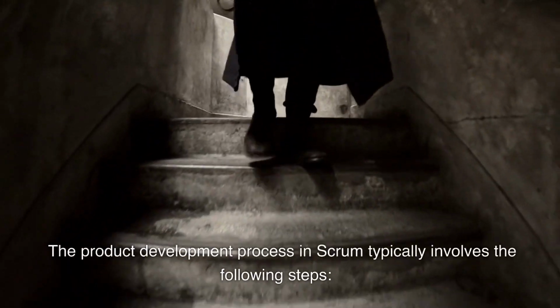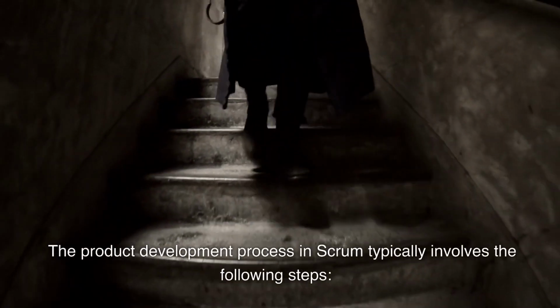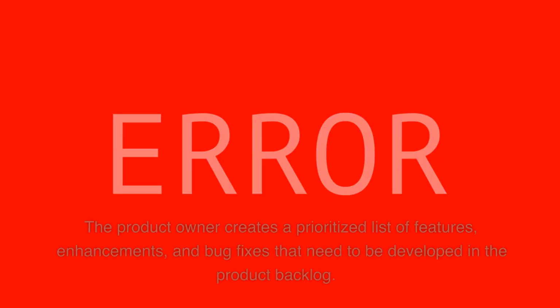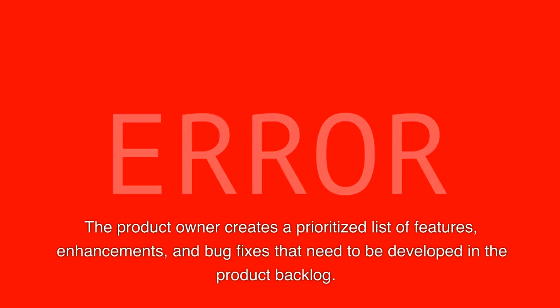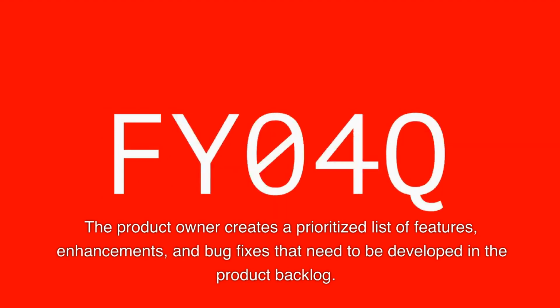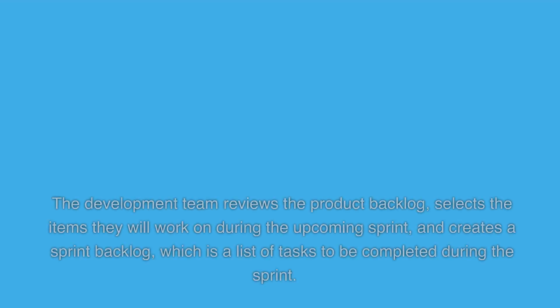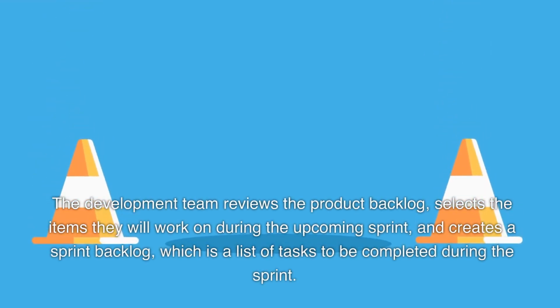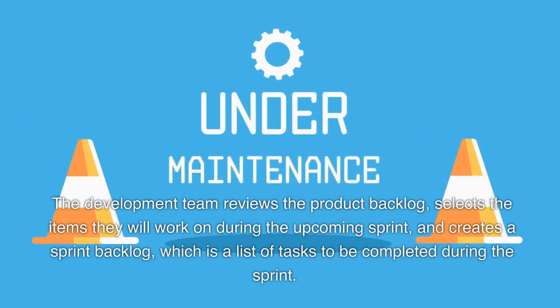The product development process in Scrum typically involves the following steps. The product owner creates a prioritized list of features, enhancements, and bug fixes that need to be developed in the product backlog. The development team reviews the product backlog, selects the items they will work on during the upcoming sprint, and creates a sprint backlog, which is a list of tasks to be completed during the sprint.